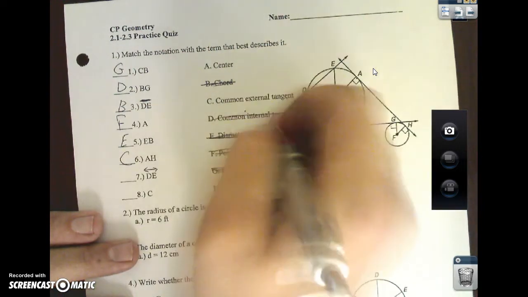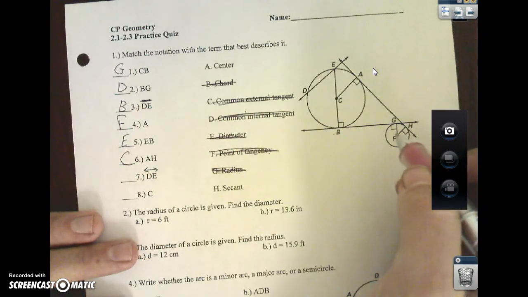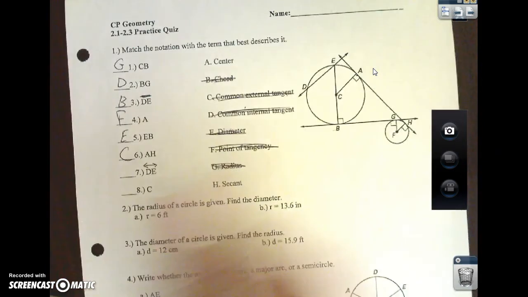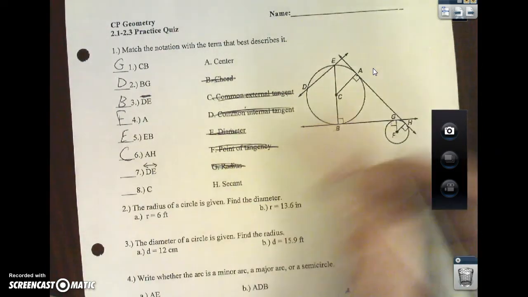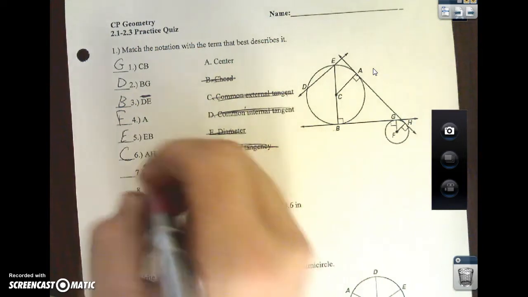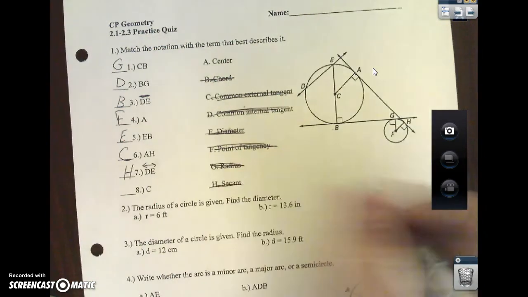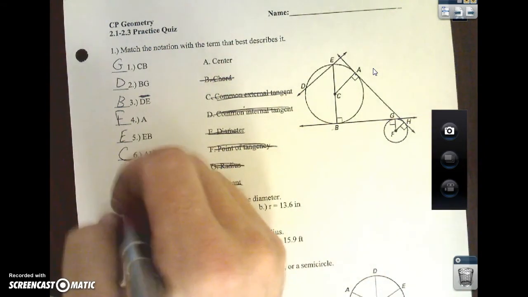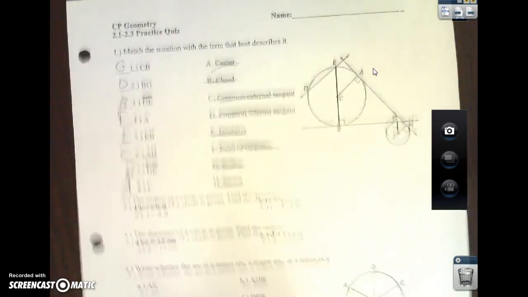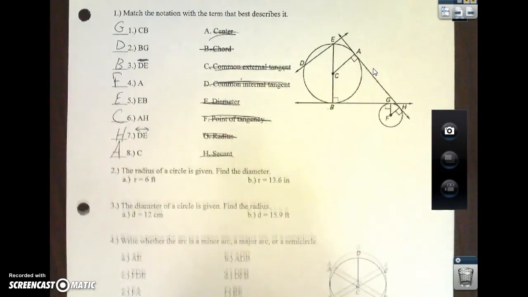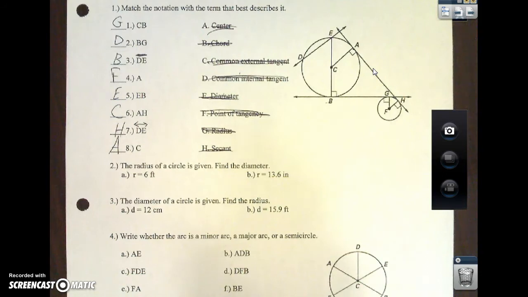Oops, I forgot to erase D, my bad. So we have two left. Line DE cuts all the way through it. In order to go all the way through it, that must be your secant. And finally, C is your center for A. All right, so just match things up again. You can draw this on your homework. It'll help you out big time.